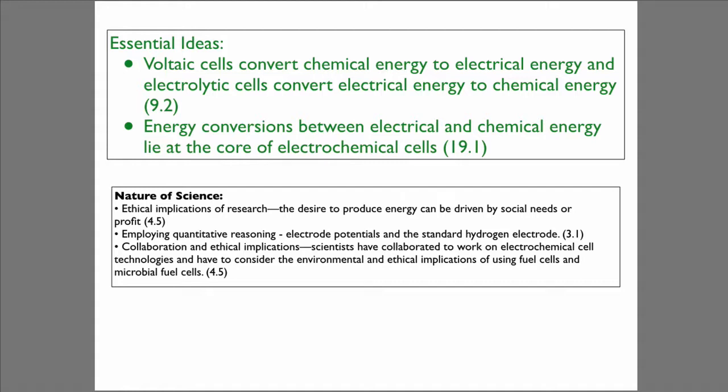Nature of science. We'll be looking at the ethical implications of research. The desire to produce energy can be driven by social needs or profit. Employing quantitative reasoning: electrode potentials and the standard hydrogen electrode. And collaboration and ethical implications. Scientists have collaborated to work on electrochemical cell technologies and have to consider the environmental and ethical implications of using fuel cells and microbial fuel cells.